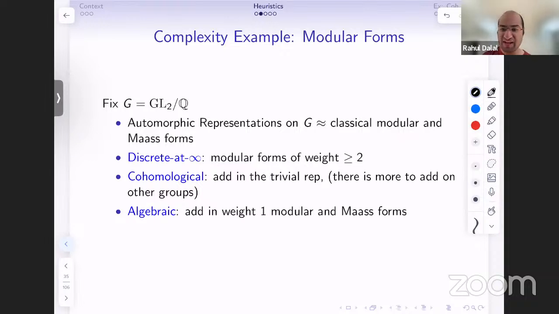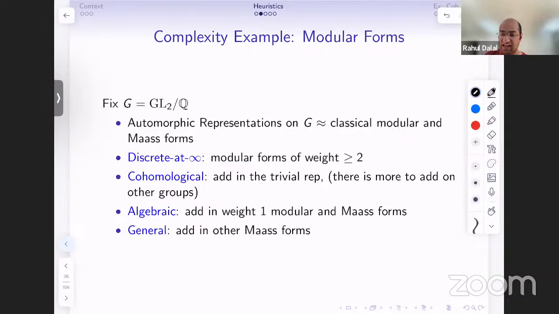If you care about algebraic automorphic representations on GL2, classically you're also thinking about weight 1 modular and Maass forms. Again, when you remember your theory of modular forms on GL2, the weight 1 case is much more difficult than the weight 2 or greater case. You have to do special things for the weight 1 case; for example, doing Eichler-Shimura on weight 1 is much harder.